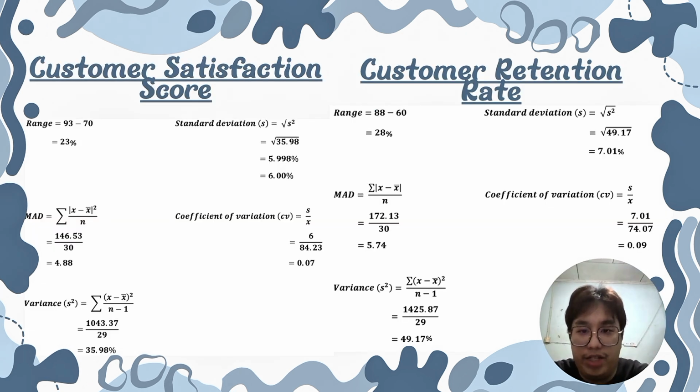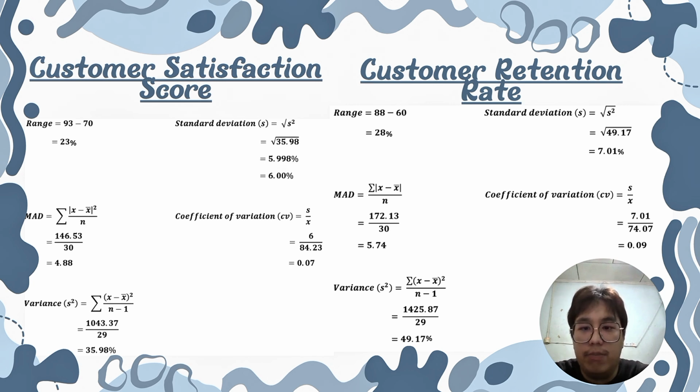Let's begin with the range, which is the simplest measure of dispersion. It tells us the difference between the highest and lowest values in the dataset. For customer satisfaction score, the range is from 70% to 93%, giving a spread of 23 percentage points. Meanwhile, customer retention rate ranges from 60% to 88%, resulting in a wider spread of 28 percentage points. This indicates that retention performance is more variable across businesses compared to satisfaction score.